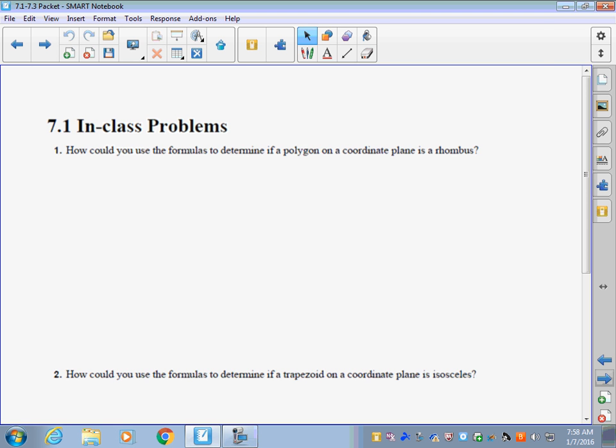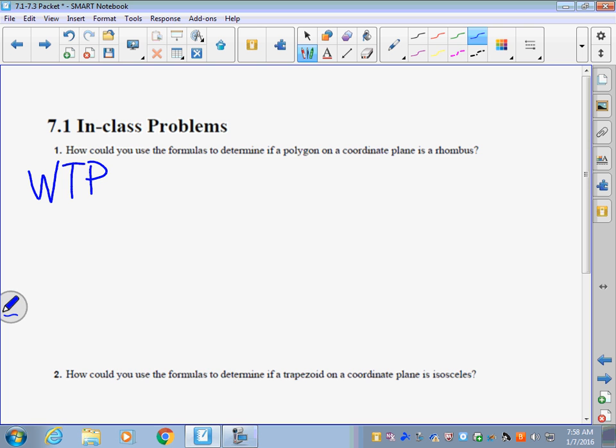To help you do this, for each problem, ask yourself WTP, not WTF, WTP, okay? WTP is basically asking what to prove. So if they ask, how can you use a formula to determine if a polygon in a coordinate plane is a rhombus? You got to know, what do I need to prove it's a rhombus?